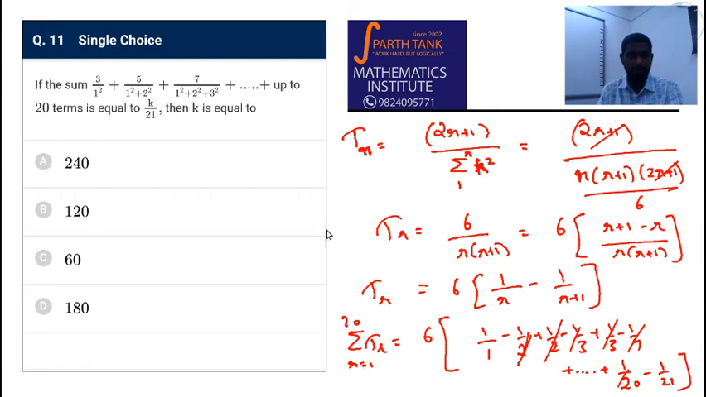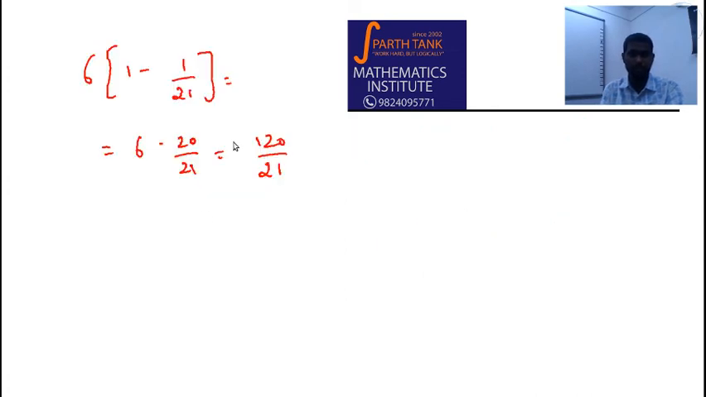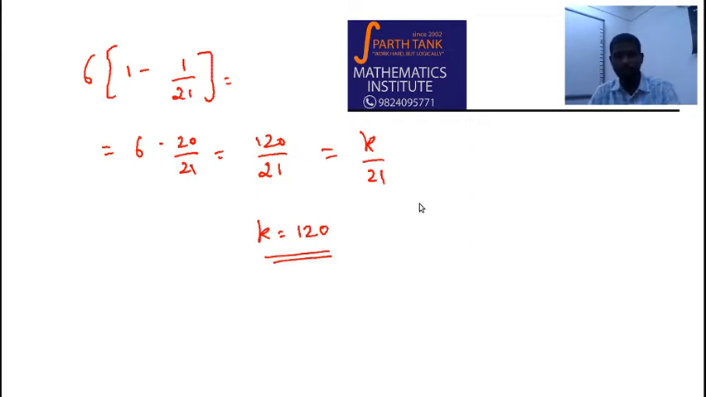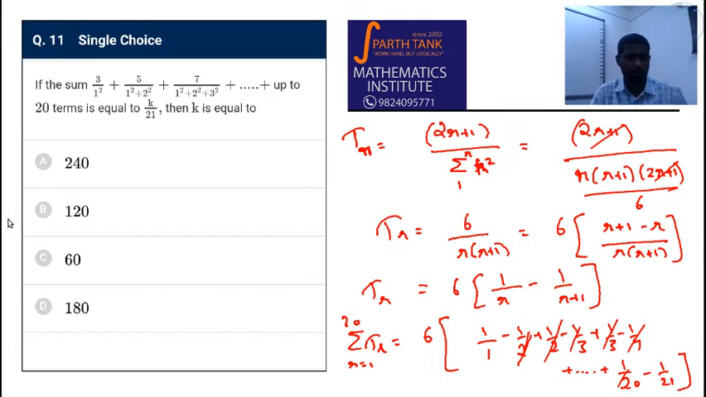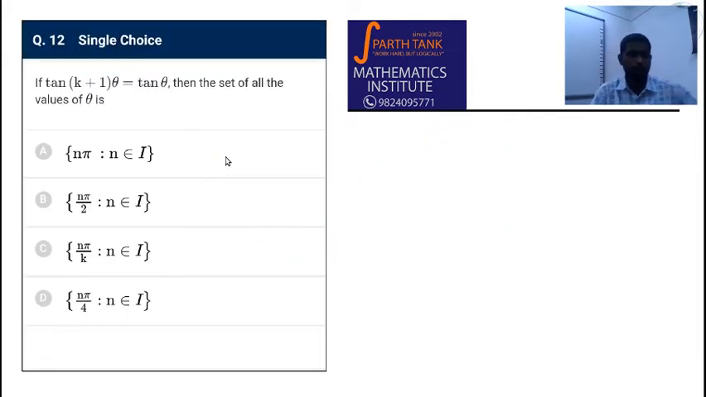Now what is the question they are asking? They say that the answer is equal to k by 21, then k is equal to... So if this is equal to k by 21, k is equal to 120. Right? So the answer k is 120, option B, 120. Moving on to question number 12.